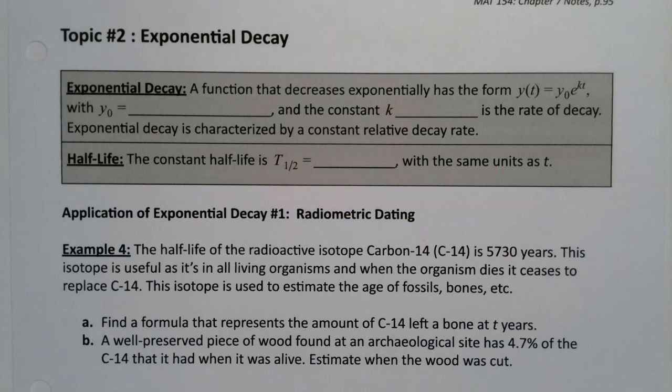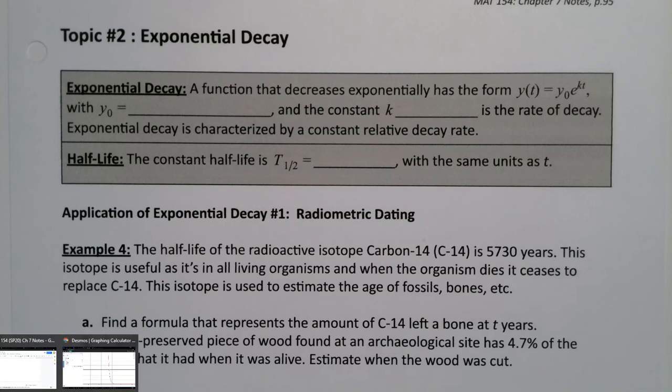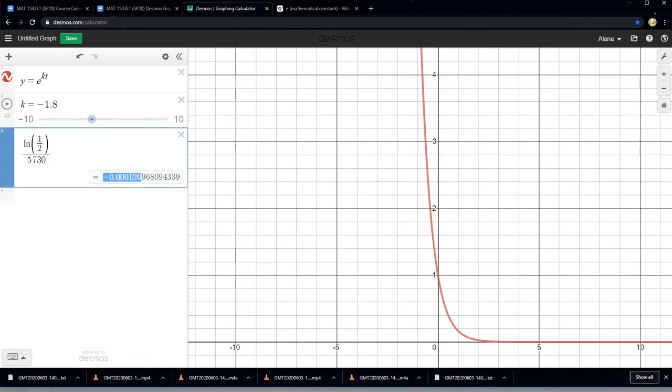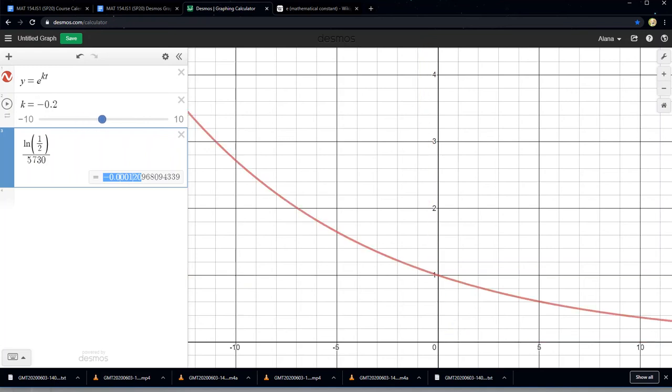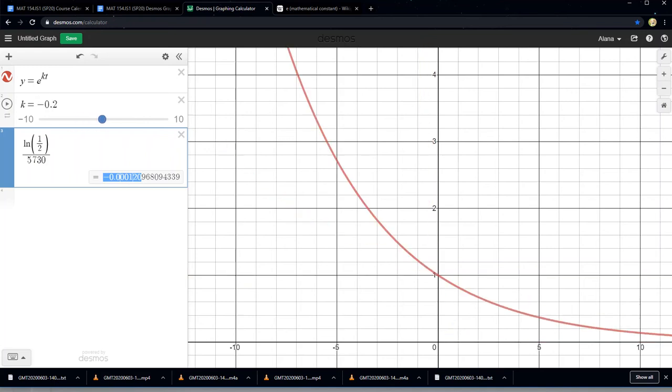So we've been working with exponential growth, but now it's time to work with its compatriot, which is exponential decay. If you remember, when you have e to the kt, if you let your k value be negative, as it is over here, you can see that it is an exponential decay model. That curve is decreasing.